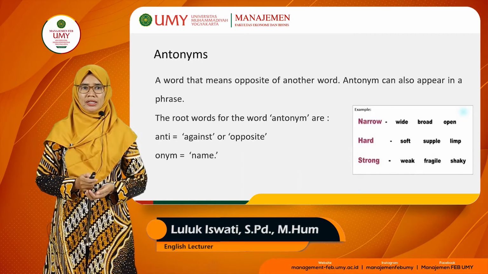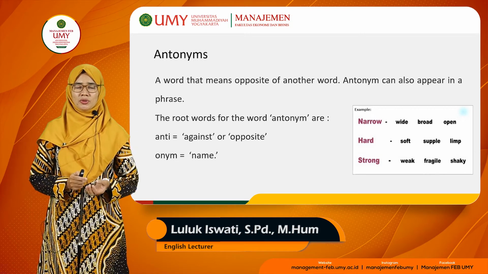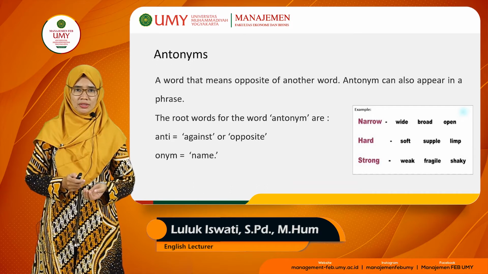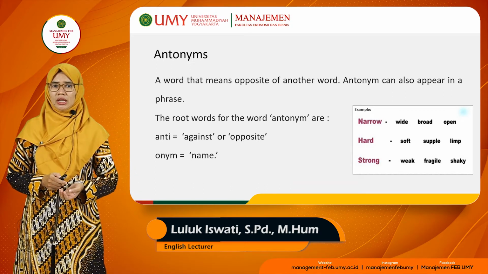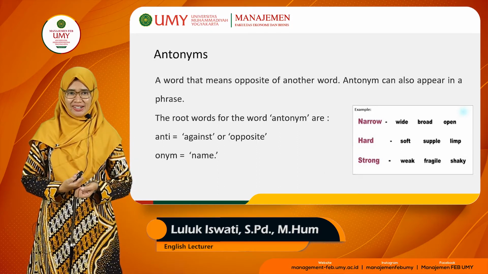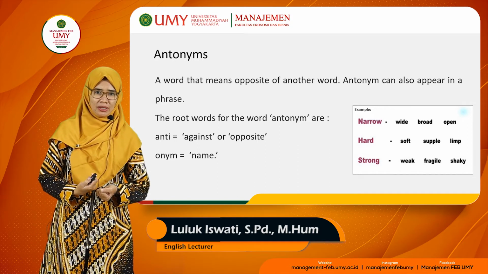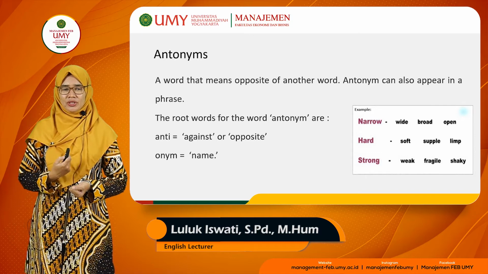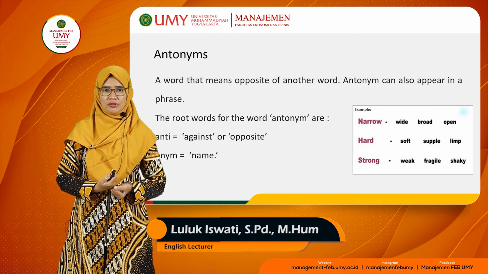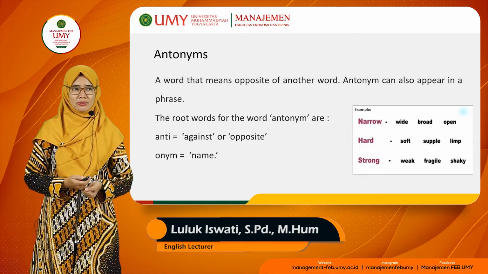For example, here in the box we see the word narrow, which means sempit. It has some antonyms such as wide, broad, and open. And then the word hard. It has some antonyms such as soft, supple, and limp. And then the word strong. Strong has the opposite meaning from the words weak, fragile, and shaky. So these are a few examples of antonyms.